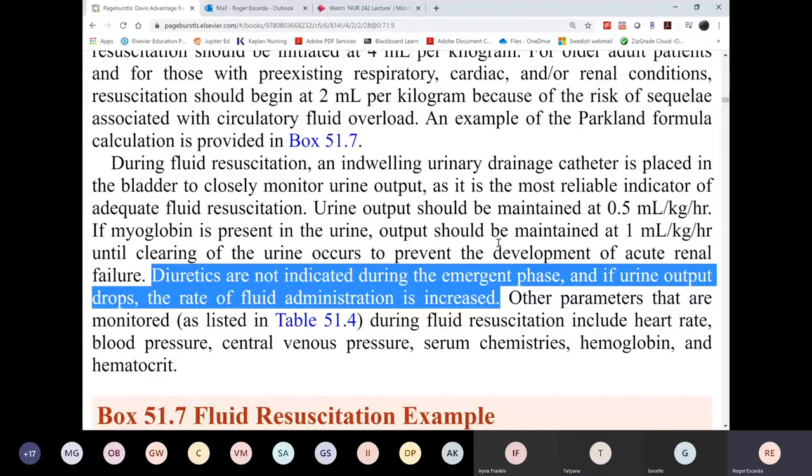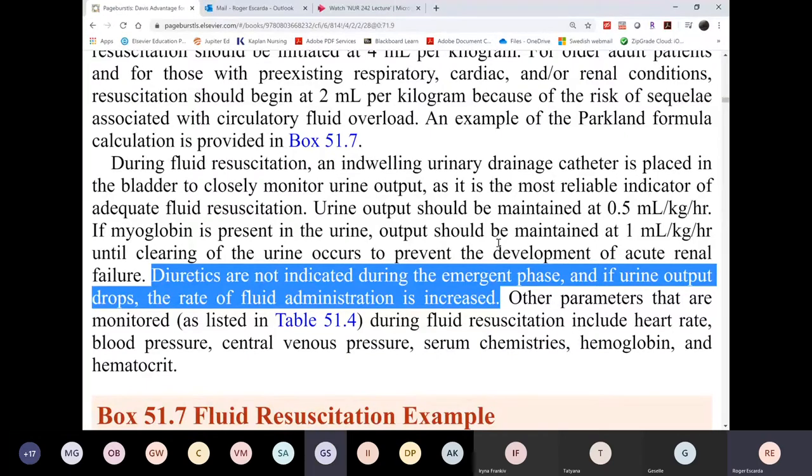It will mostly go into the interstitial space. So you might say, well, what's the use then? Why do we keep giving this? Well, if we don't put it in there, then we'll never have adequate blood pressure. The patient's dead either way. So you have no choice.